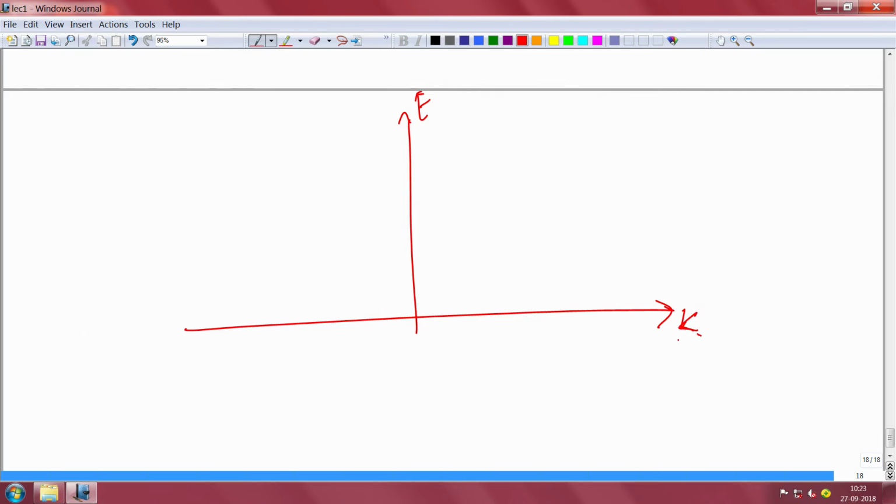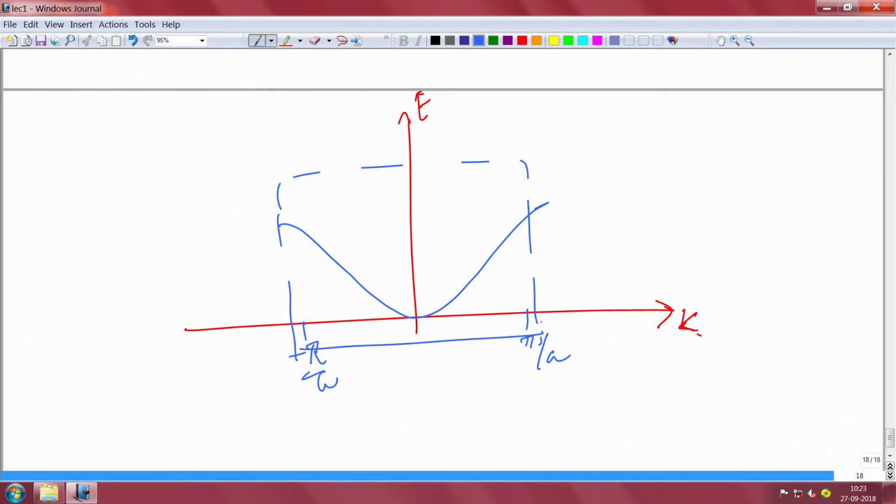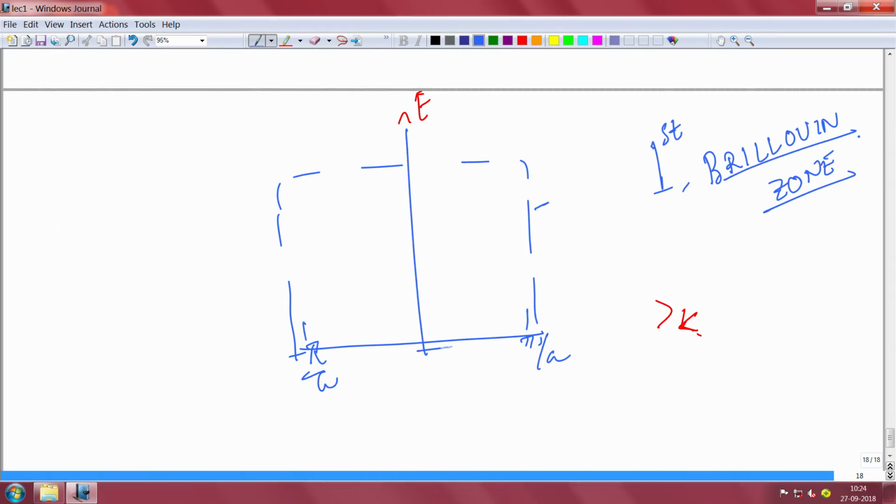So this is k, and I told you this is pi by a and this is minus pi by a. So it will be something like that. I told you it's a little deviated from a parabola. Of course there are higher order bands that start here, but we will not need that so much. This zone that I am talking about, within minus pi by a to plus pi by a, is called the first Brillouin zone. There is a scientist named Brillouin who made this. So this is the first zone where most of the electrons will be, and most of our device transport physics will also happen here.